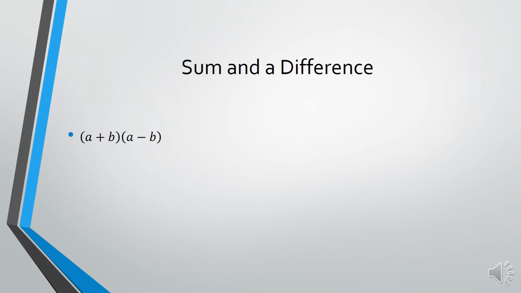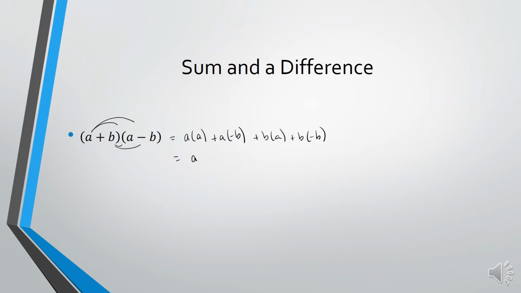So before I give you the rule, I want to actually work out this problem. So a plus b times a minus b. If I distribute this a, I'm going to get a times a, and then plus a times negative b. Then I'll distribute the b, so plus b times a plus b times negative b.